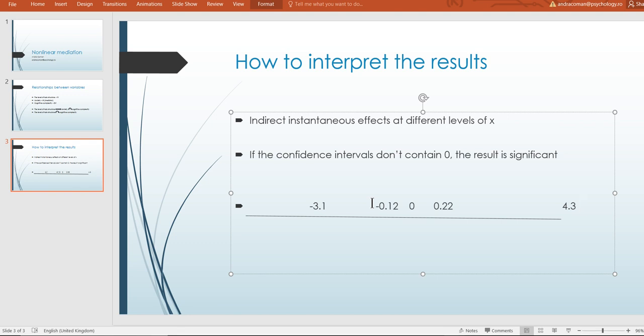But if we had the lower confidence interval here and the upper confidence interval here, it does contain zero, and the result would not be significant. This is how we interpret the result.